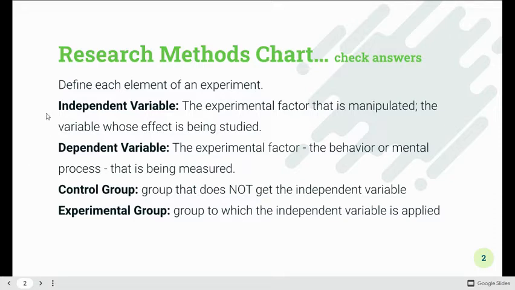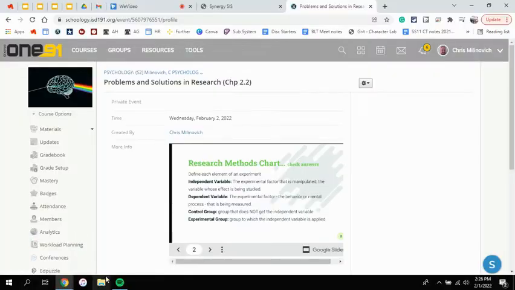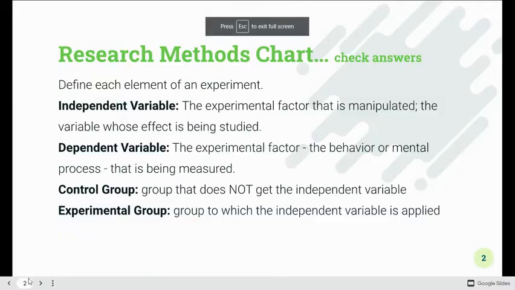We have 2 variables and 2 groups, and independent and dependent variables sometimes people get confused by and mix up. So I want to really make sure this is working for you. So independent variable, it says the factor that is being manipulated, the thing whose effect is being studied.